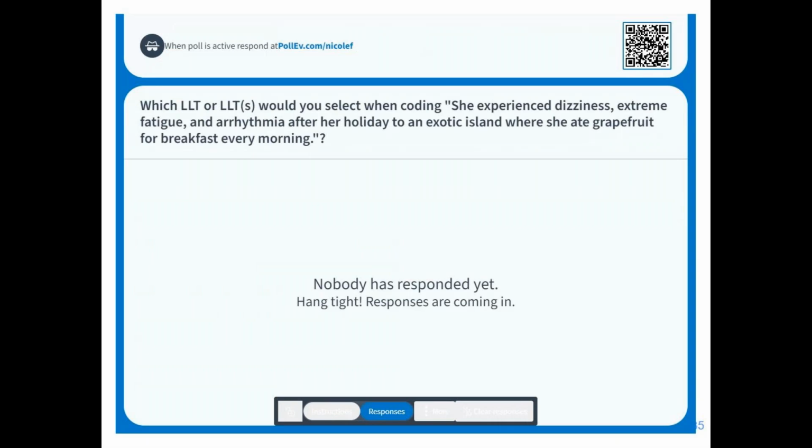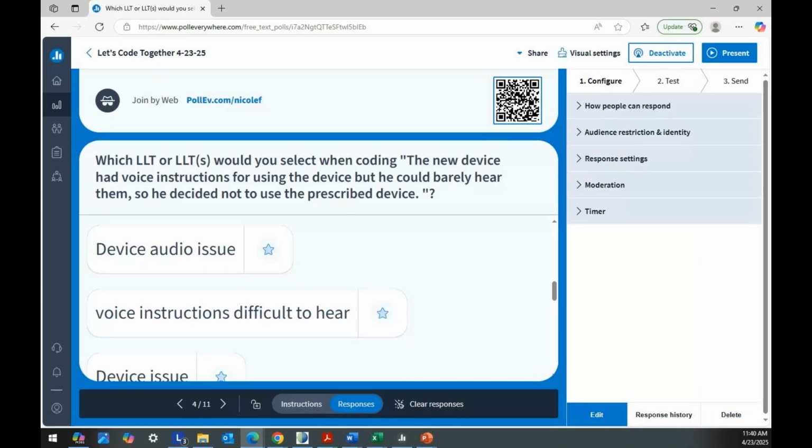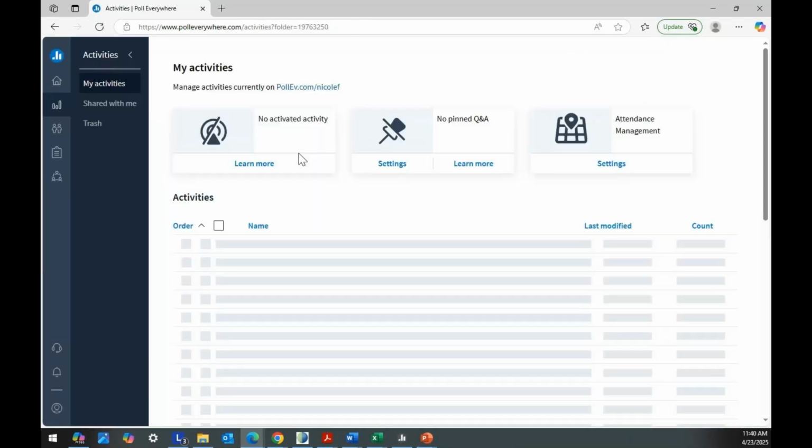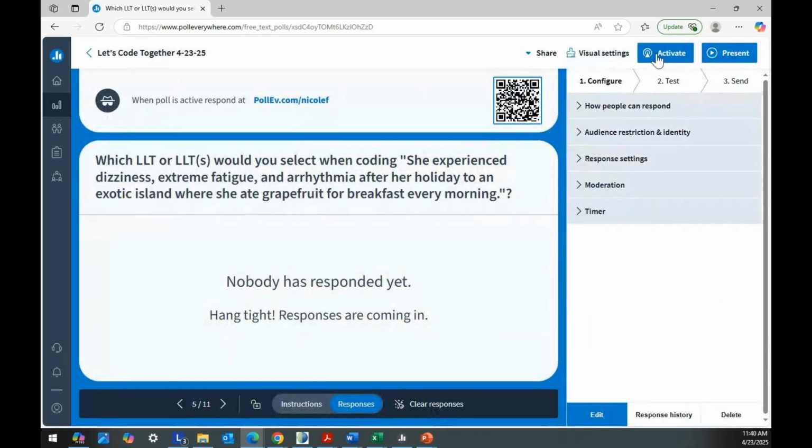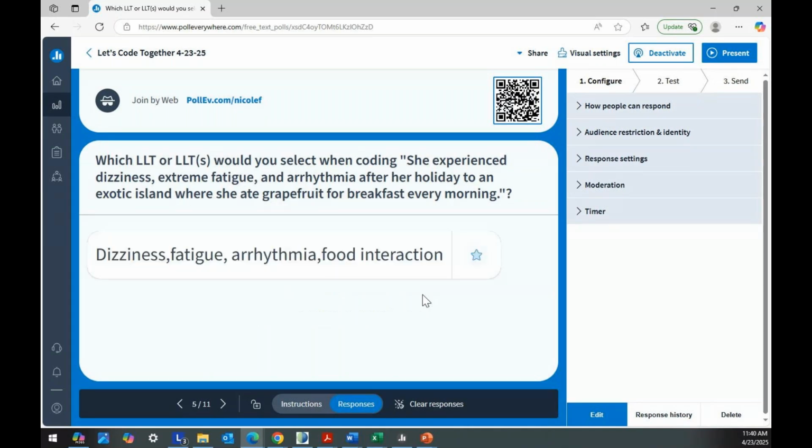So with that being said, I'm going to open up the poll, and I would like to see initially what your initial thoughts are around what should be coded here. She experienced dizziness, extreme fatigue, and arrhythmia after her holiday, where she consumed grapefruit for breakfast every morning. So what do you think? Use the browser and see what you can come up with. And obviously here you're going to have multiple LLTs, so you can list them all out.